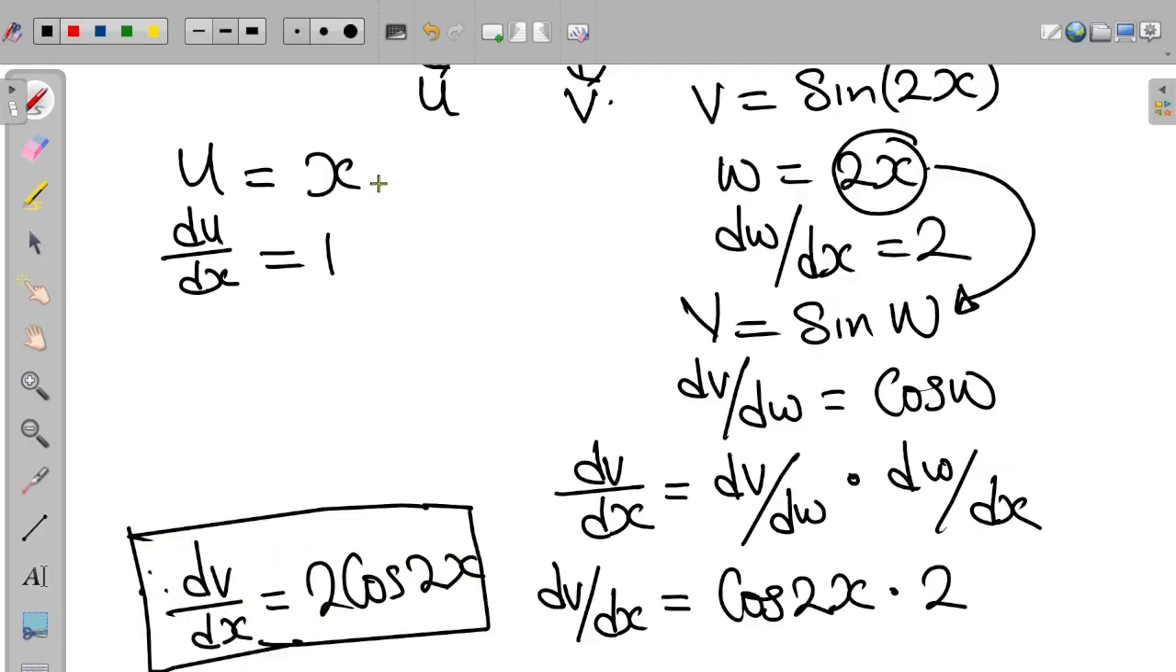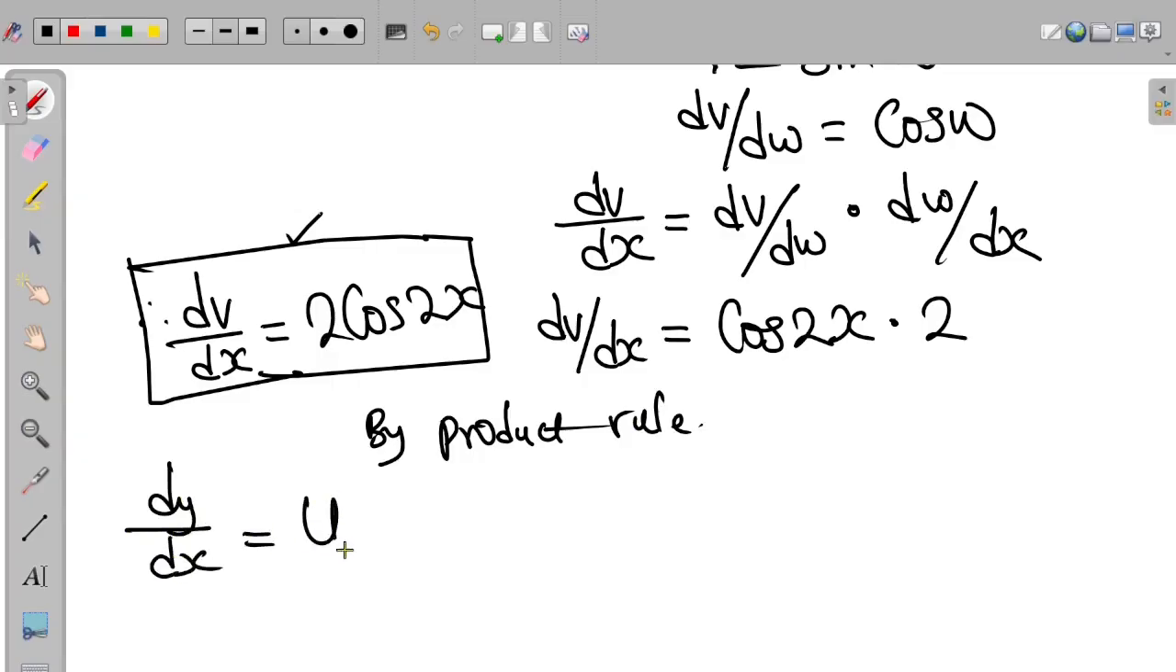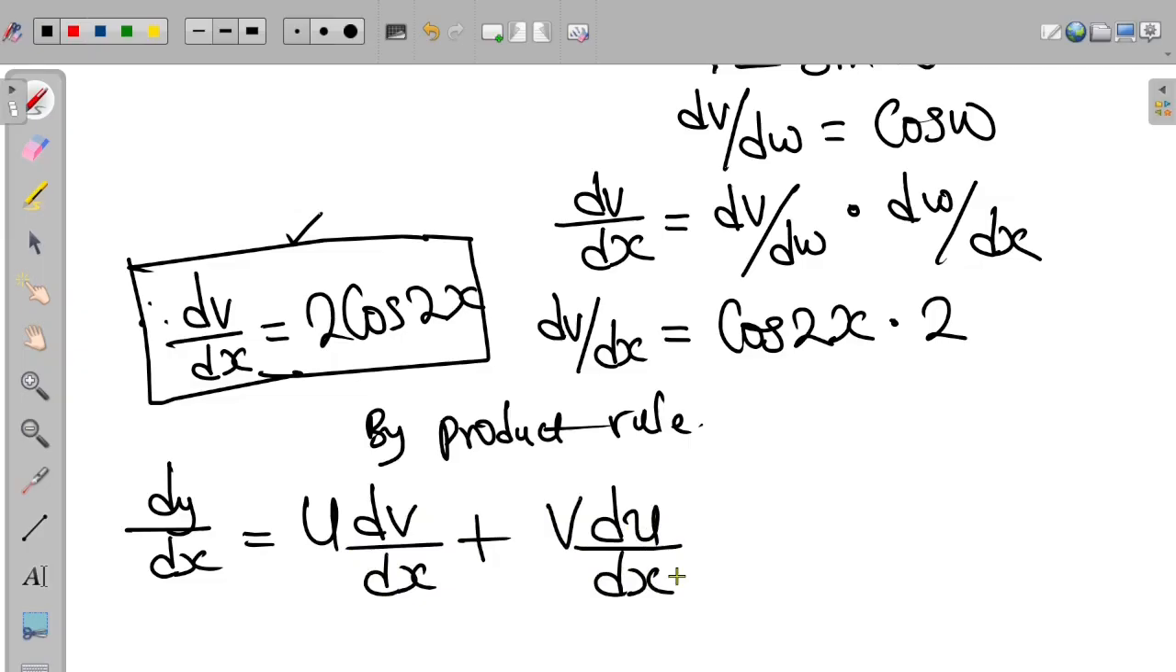So at this point, we have the value of u, we have du over dx, we have v, and we have dv over dx. We can now substitute this value into the product rule. So therefore, by product rule, we have that dy over dx is equal to u dv over dx plus v du over dx.